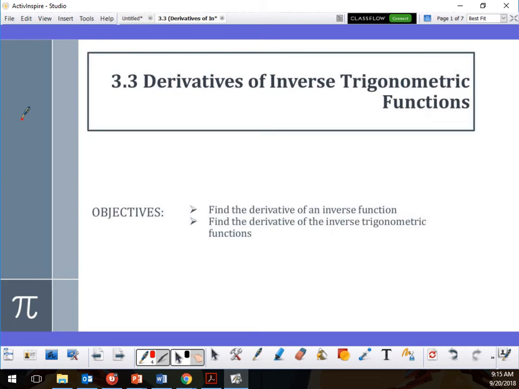Alright, so that was a good effort. Alright, you guys, so now 3.3 derivatives, inverse trigonometric functions. Now, okay, it means a lot. Anyway, alright.